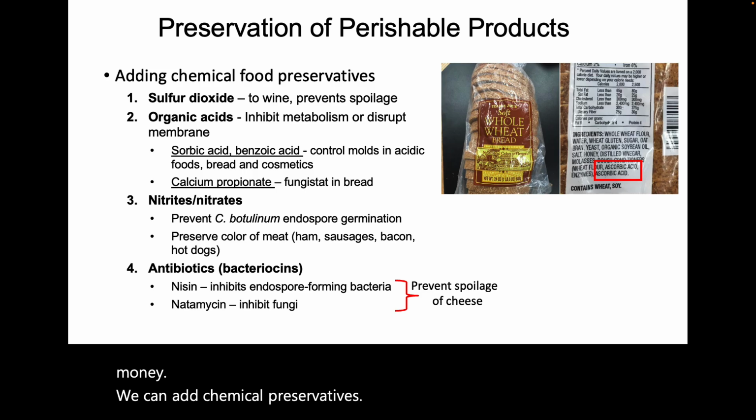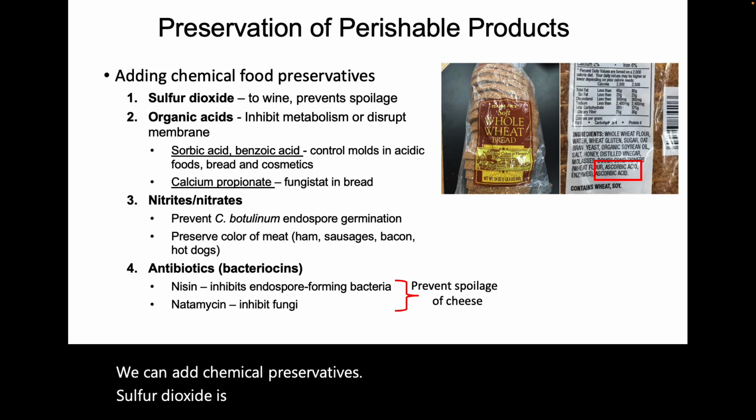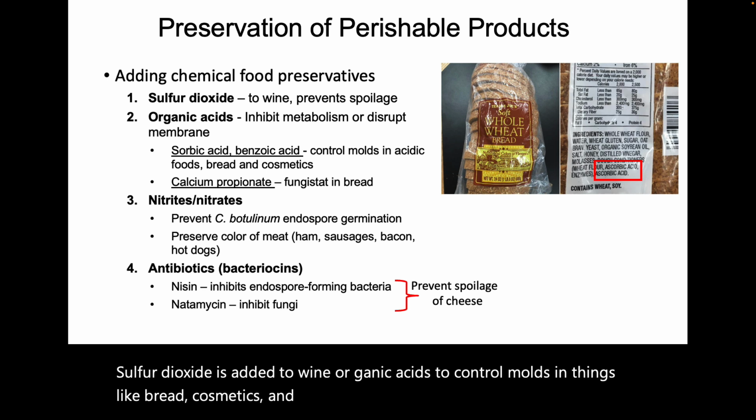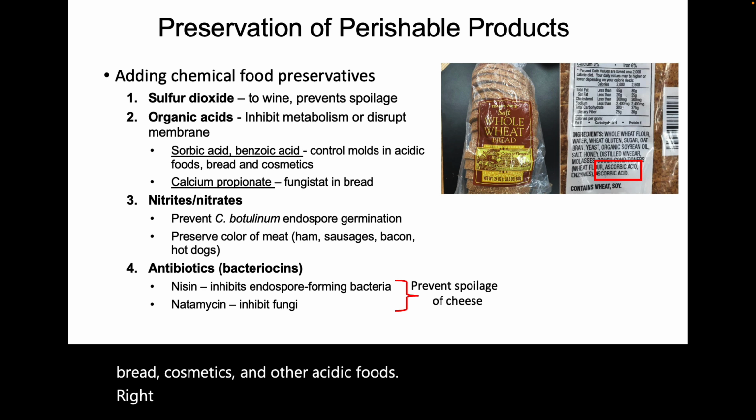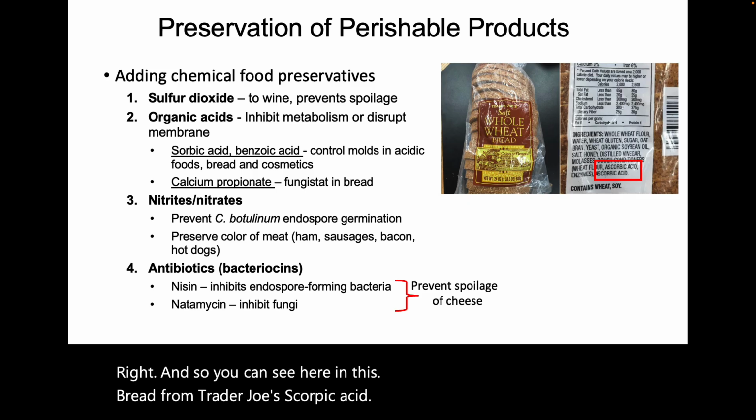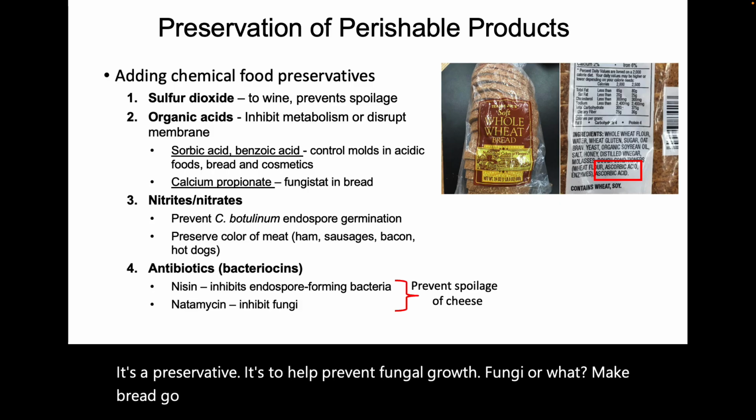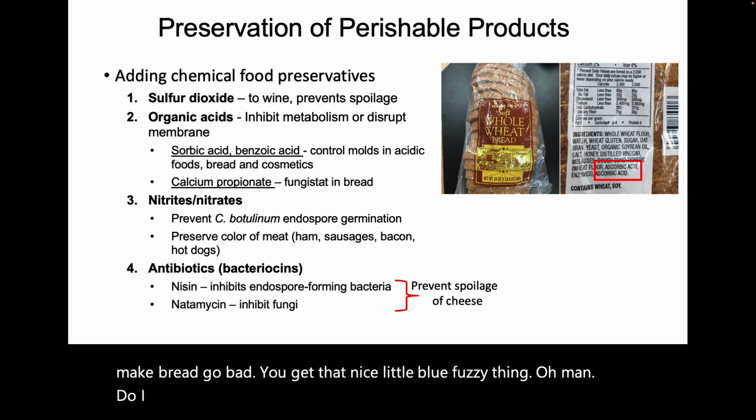Sulfur dioxide is added to wine, organic acids to control molds in things like bread, cosmetics, and other acidic foods. Right? And so you can see here in this bread from Trader Joe's, ascorbic acid. It's a preservative. It's to help prevent fungal growth. Right? Fungi are what make bread go bad. You got that nice little blue fuzzy thing. Oh man. Do I rip it off and still eat the bread? No, I'm not going to do it.